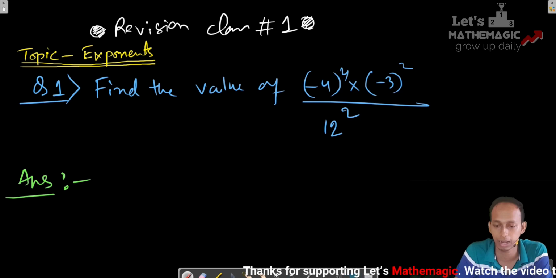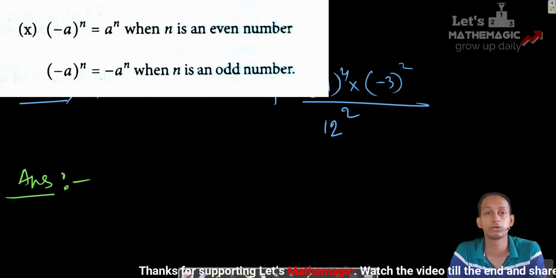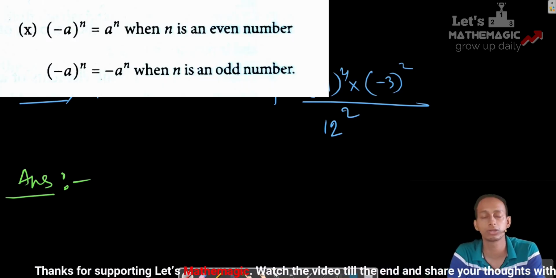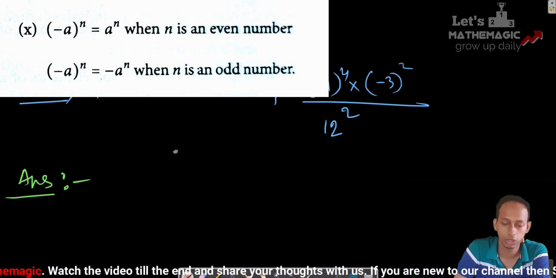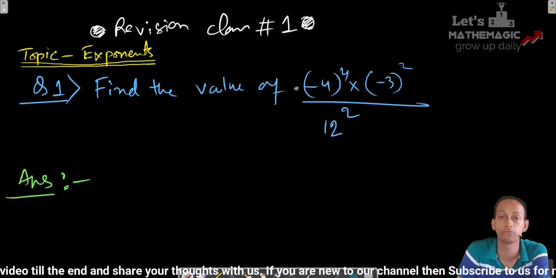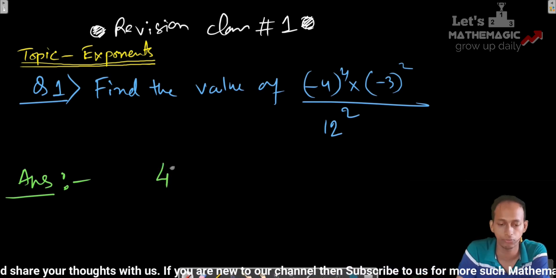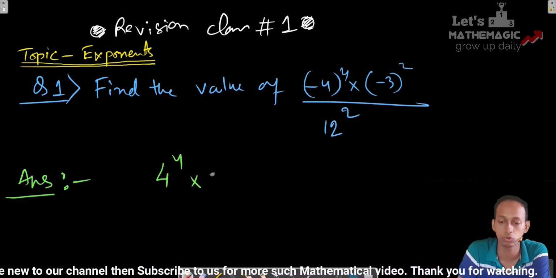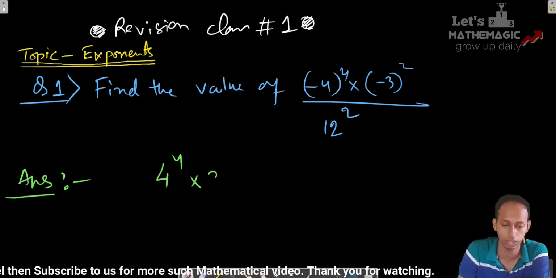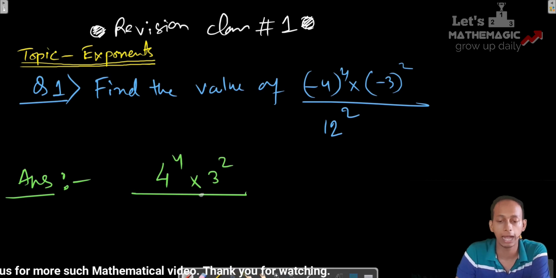As it is written, minus 4 whole to the power 4. Here we'll use formula number Roman 10. Here the power is an even number, so it absorbs the minus sign, and it would be only 4 to the power 4. Then the same formula here: minus 3 whole to the power 2. 2 is an even number, so it would be only 3 to the power 2. And there is a 12 square.